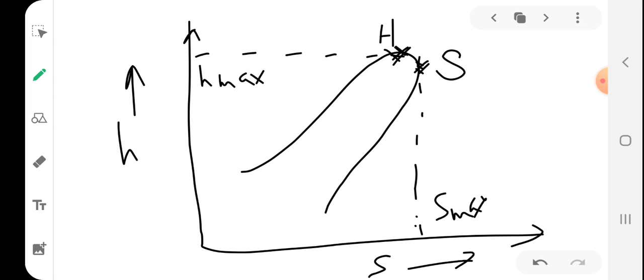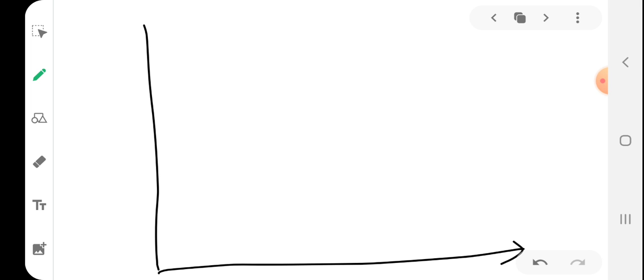So the Rayleigh line, along with the corresponding stagnation. So here only static values are there. So I will show the stagnation values also. Okay, corresponding stagnation value. So HS. Okay, so this will be the shape.